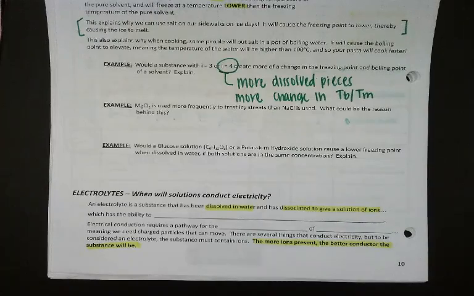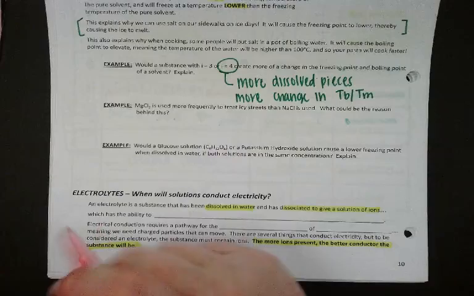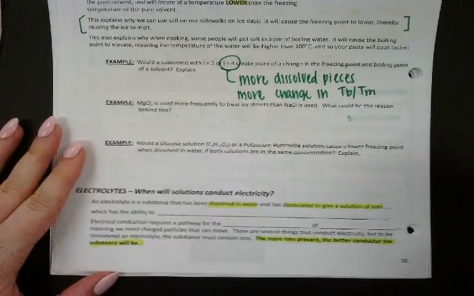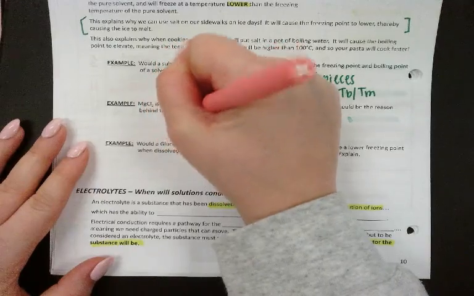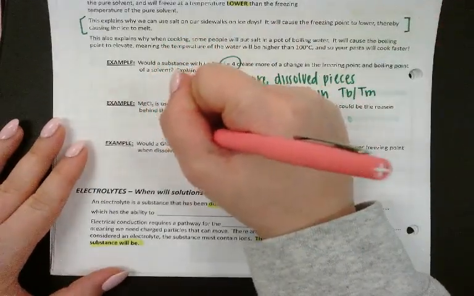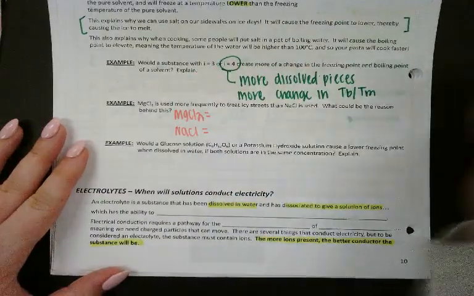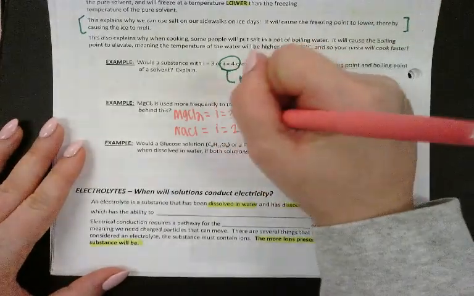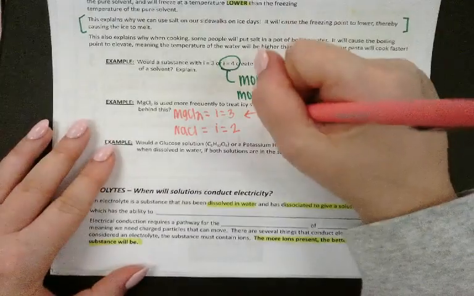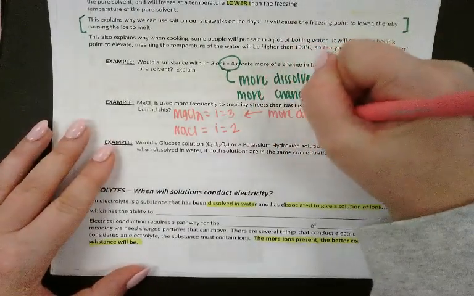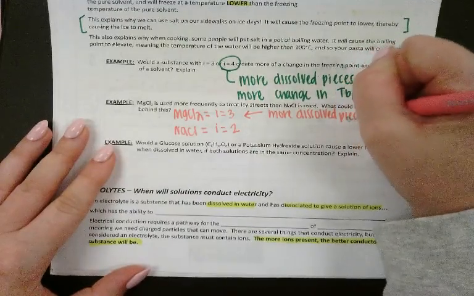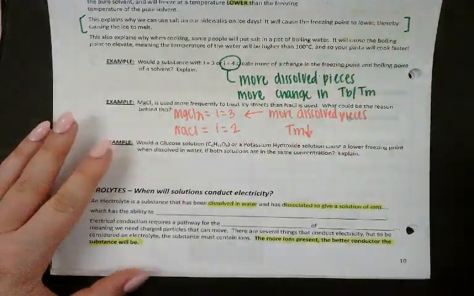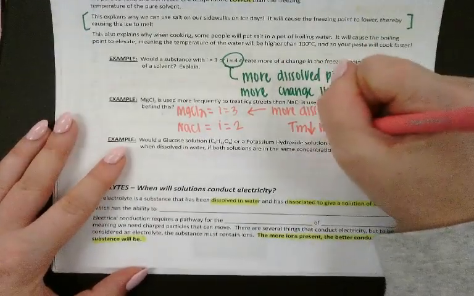MgCl2 is used more frequently to treat icy streets than NaCl is used. What could be the reason behind this? Because when it dissolves, MgCl2 splits into more particles. What is the i value for MgCl2? Okay. And what about NaCl? 2. So when you have this i value of 3, like he mentioned, more dissolved pieces, your TM melting is more.